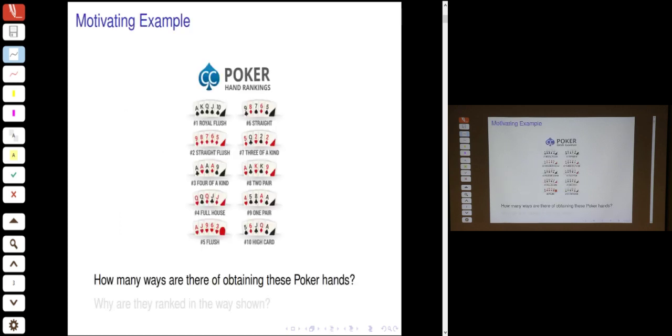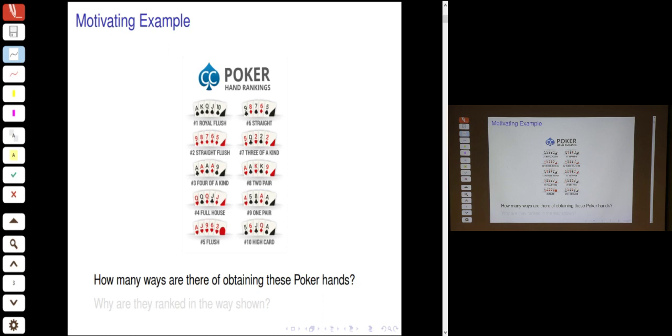Okay. So the motivating example is poker. I don't play poker, so I don't know the names. People ask me, do we need to memorize these? I don't know. If you want to play poker, maybe you need to memorize. But if you want to pass the course, you don't need to memorize.